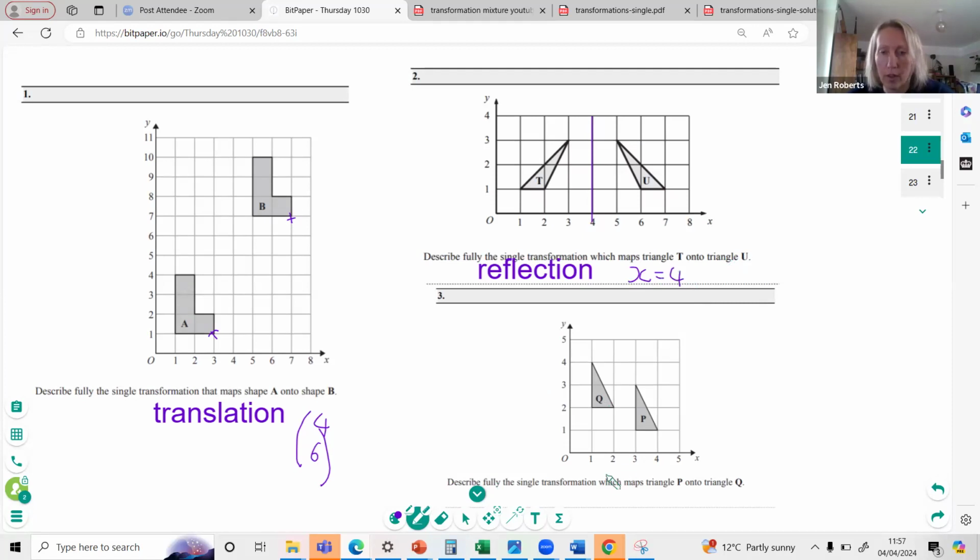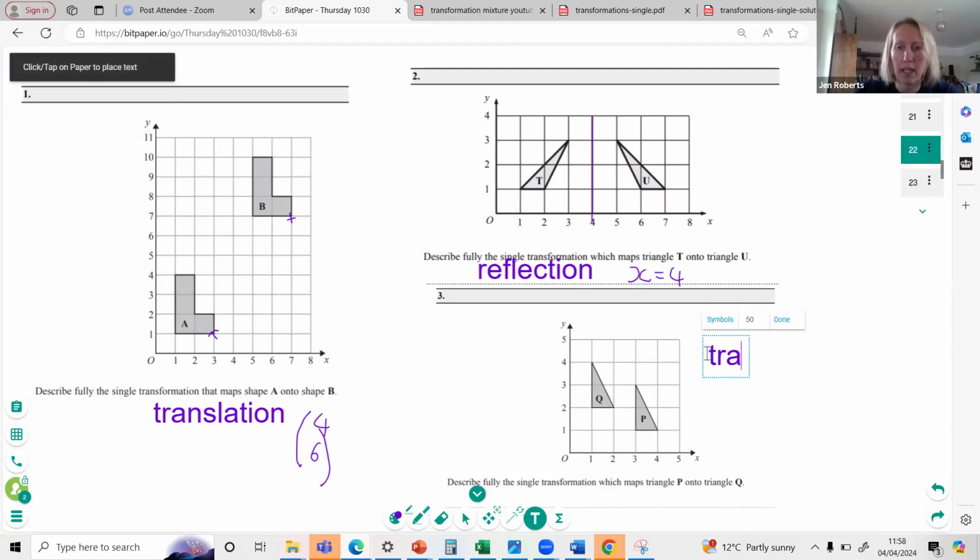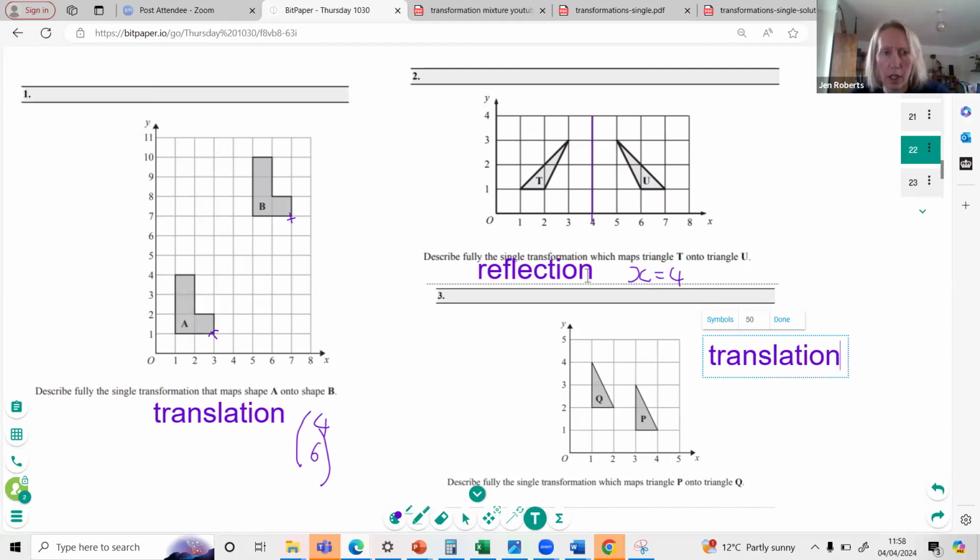This one, it's just moved, so it's translation. And it's P to Q. Just make sure you do it the right way. P to Q. Here's P. Here's Q. We've gone left 2 this time. So because we've gone left, we need a -2 at the top. And you've gone up, so 1.